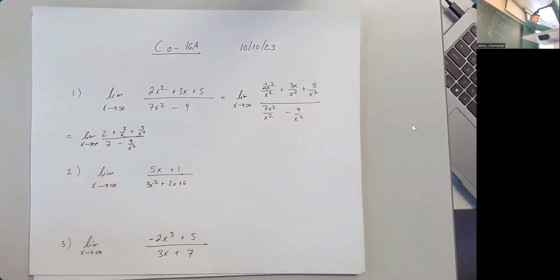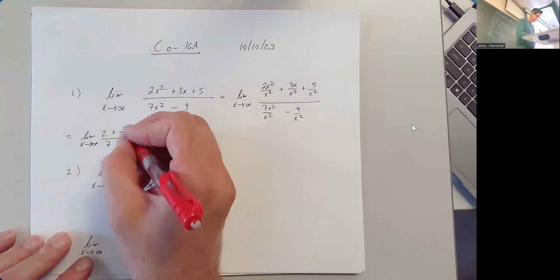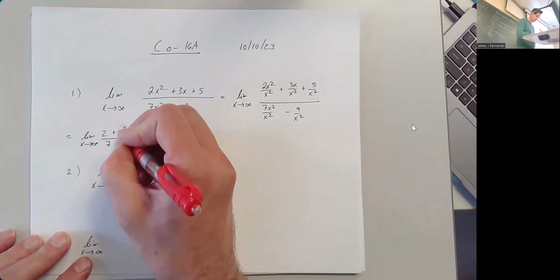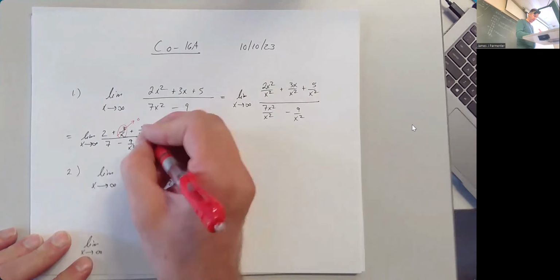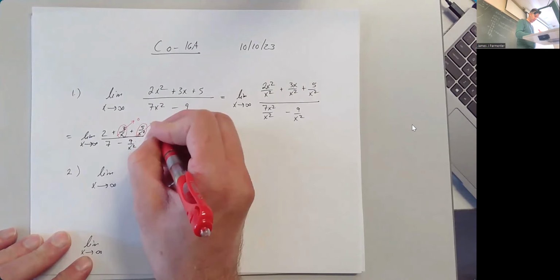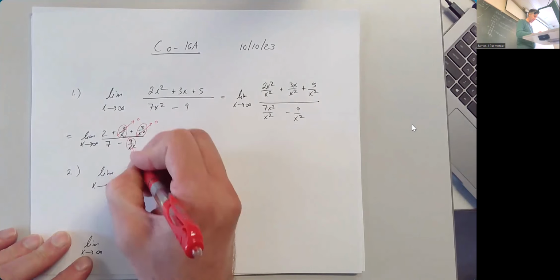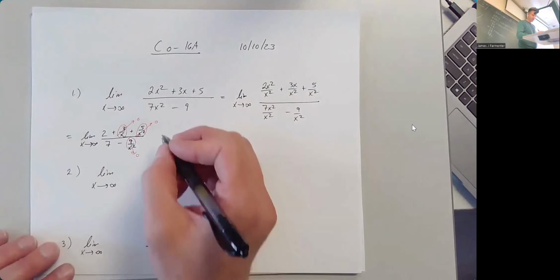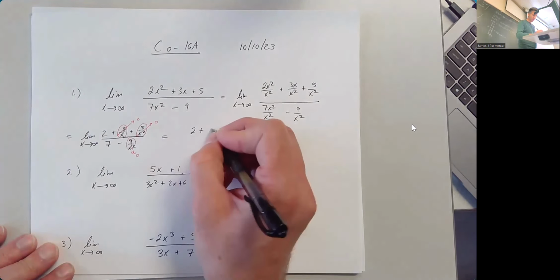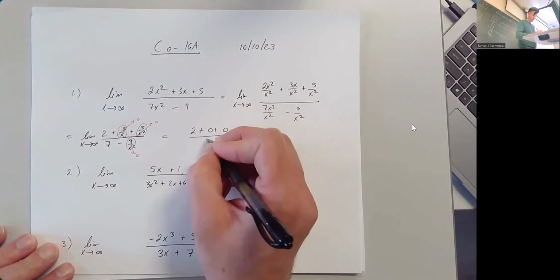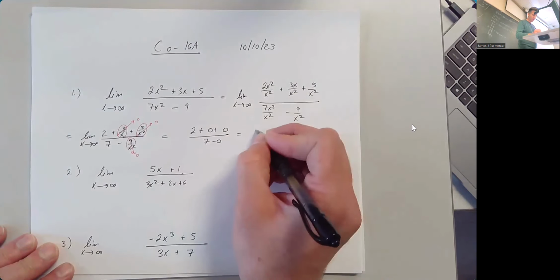And then we say to ourselves, as x gets really large, something divided by x or x to a power is going to get very, very small. So 3 divided by x is going to get closer and closer to 0. 5 divided by x squared, same deal. 9 divided by x squared, same deal. So when we evaluate this limit, we get 2 plus 0 plus 0 over 7 minus 0, which is just 2/7.